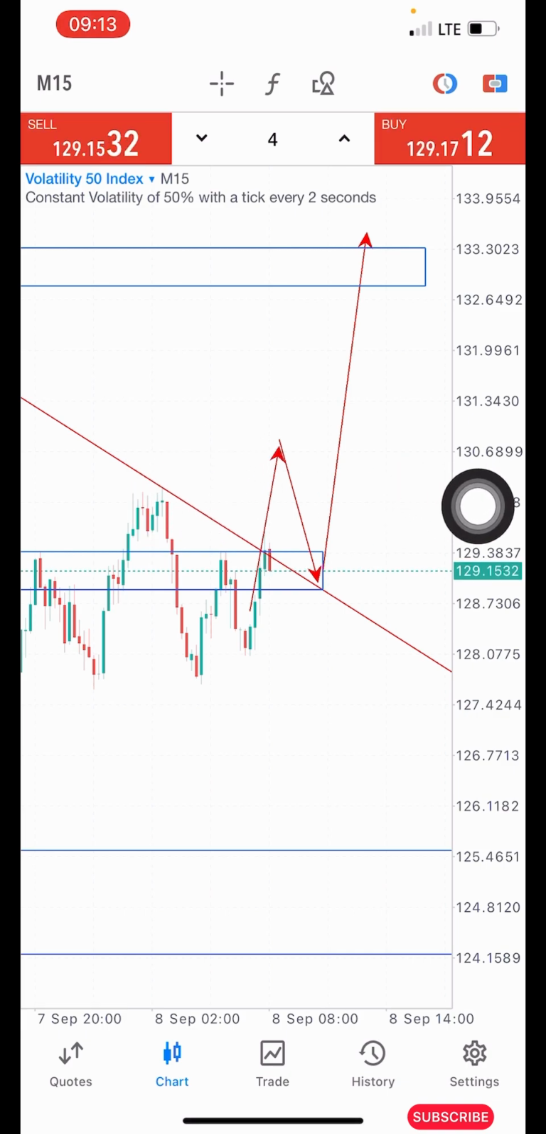Okay, so this is what I have for you. This is my own point of view. This is what I'm seeing in the market, so I've decided to quickly share with you guys.